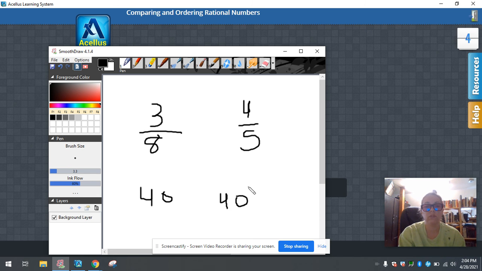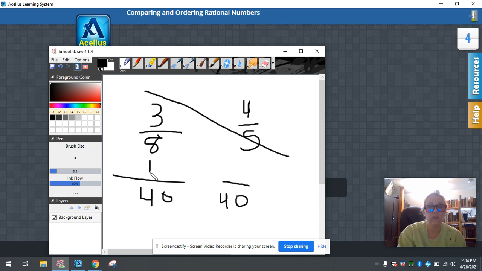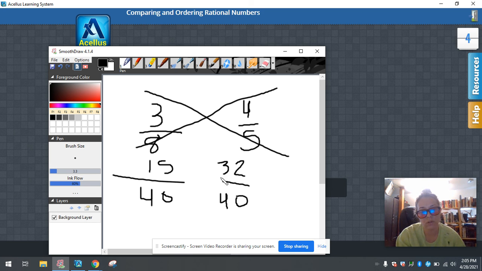And then we cross multiply. 5 times 3 is 15. 8 times 4 is 32. So if I have 15 pieces out of 40 versus 32 pieces out of 40, 32 pieces is going to give me more of whatever it is. Let's say an enormous tray of birthday cake is cut into 40 pieces. If I get 32 of them, that's more than getting only 15 pieces of cake.